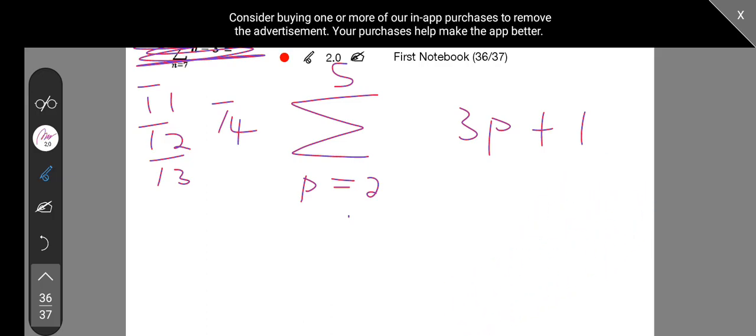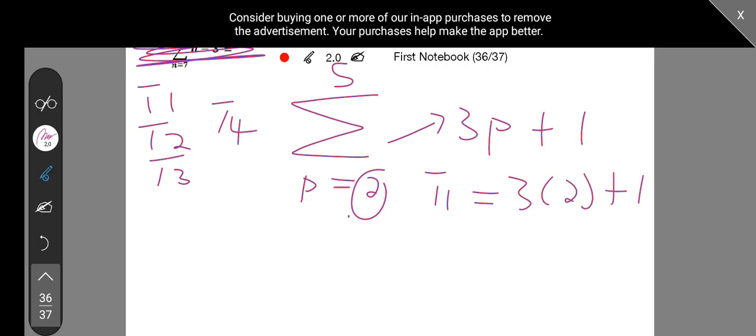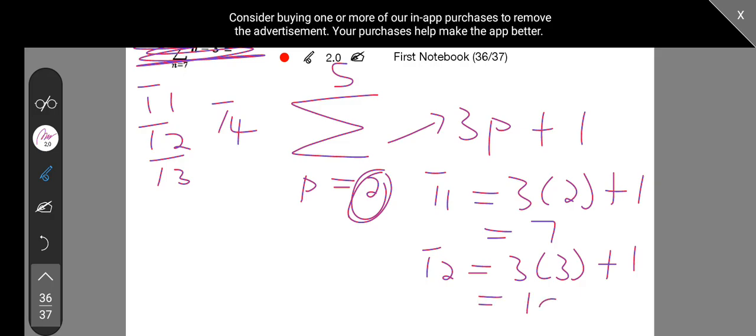So, we're going to calculate the first term now. We're going to say that for T1, the number which we see here, we're going to plug it in this expression to get T1. Meaning it's 3 multiplied by 2 plus 1. 3 times 2 is 6 plus 1, that's 7. To get the second term, we're going to increase this number by 1. This is going to be 3 multiplied by 3 plus 1. 3 times 3, that's 9. 9 plus 1 is 10.